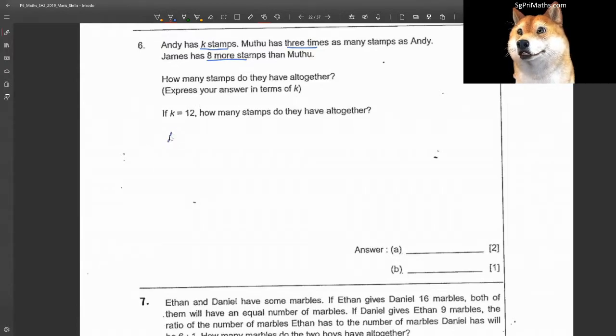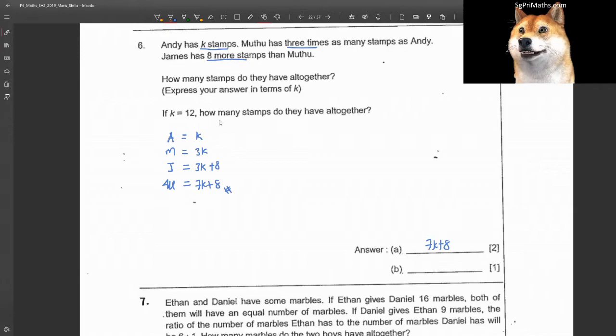So Andy has K stamps. Muthu has 3 times as many as Andy, so it's 3 times K, which is 3K. James has 8 more stamps than Muthu, so James has 3K plus 8. So altogether it equals K plus 3K plus 3K, you get 7K, then plus 8. That's it. They have 7K plus 8 stamps.